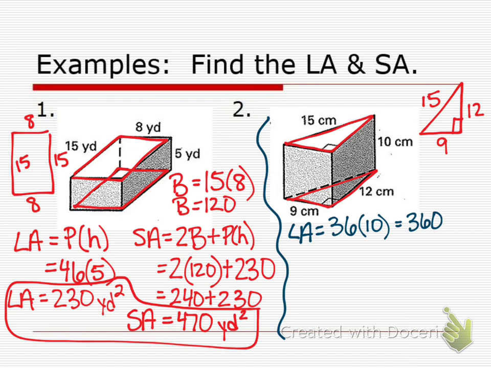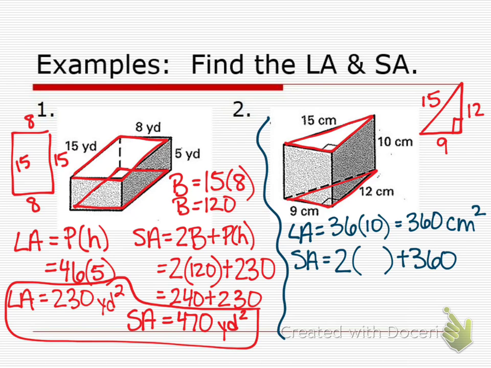What would my units be? Centimeters squared. Are we okay with lateral area? All right, let's move on to surface area. For surface area, we've got to take 2 times capital B. I'm just going to leave parentheses because we haven't calculated that yet. Plus P times H, we just calculated. So instead of writing P times H, what could I put? 360. The 360.